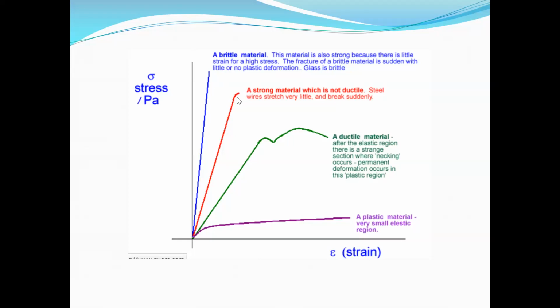This one, the red one, is also strong material, but this is also not ductile. That means it can take less amount of strength, but the strain range is more. Here, the strain range is very less, this is the strain range, and here the strain range is more. And it also breaks suddenly. So both the brittle material and this material, the difference is that one can take more strength, one can take less strength, but both materials break suddenly.